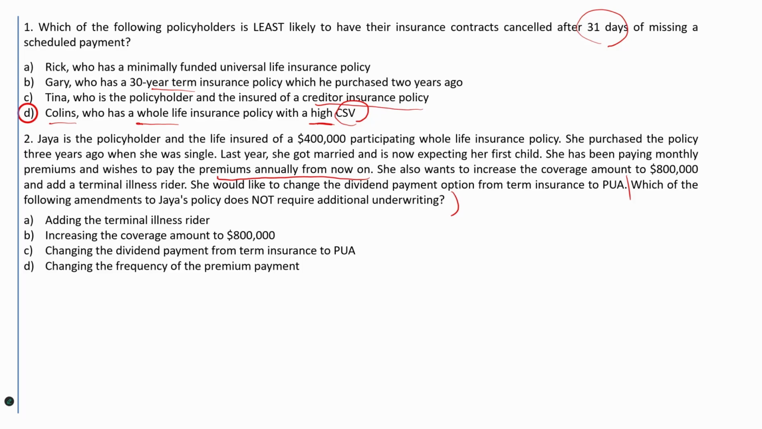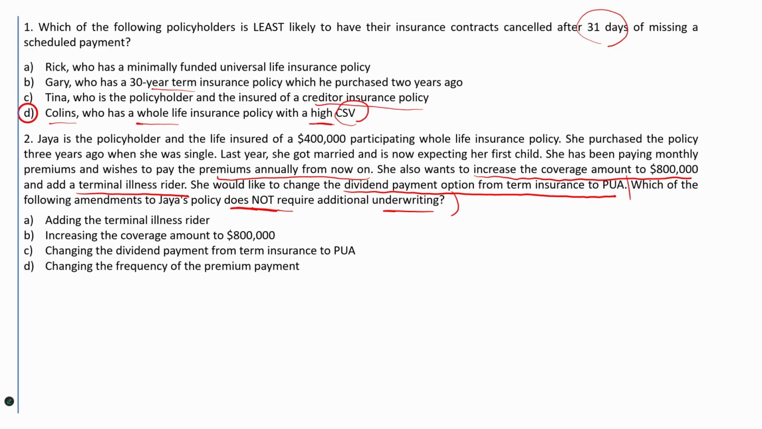She also wants to increase the coverage amount to $800,000 and add a terminal illness rider. We will talk about riders later on. She would like to change the dividend payment option from term insurance to paid up addition. Which of the following amendments does not require underwriting? So if I want to make a change to my policy, it probably will go into another underwriting. If I want to add a terminal illness rider, I'm just going to tell you what it is.